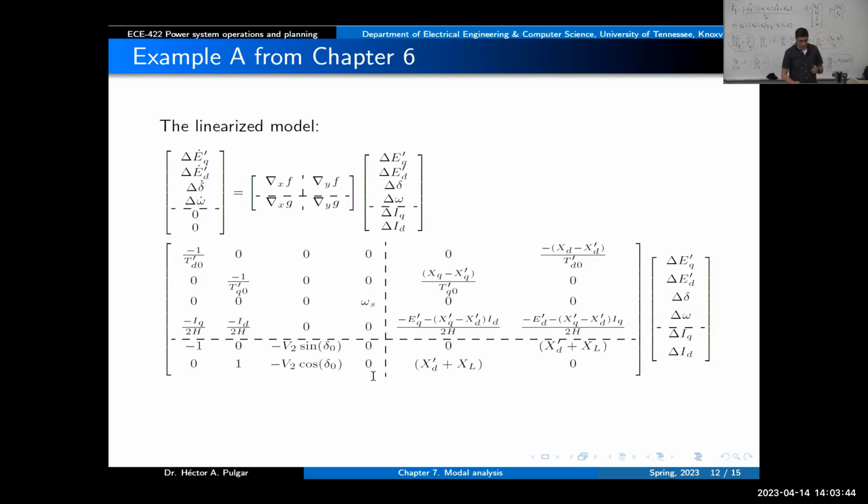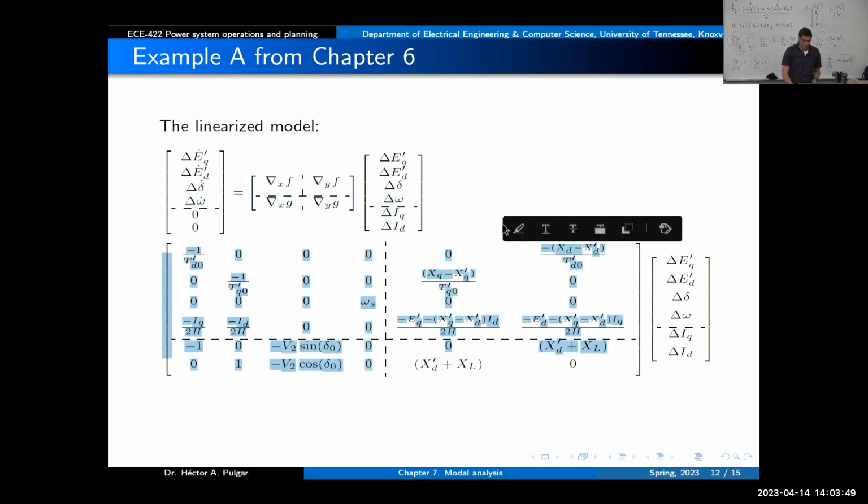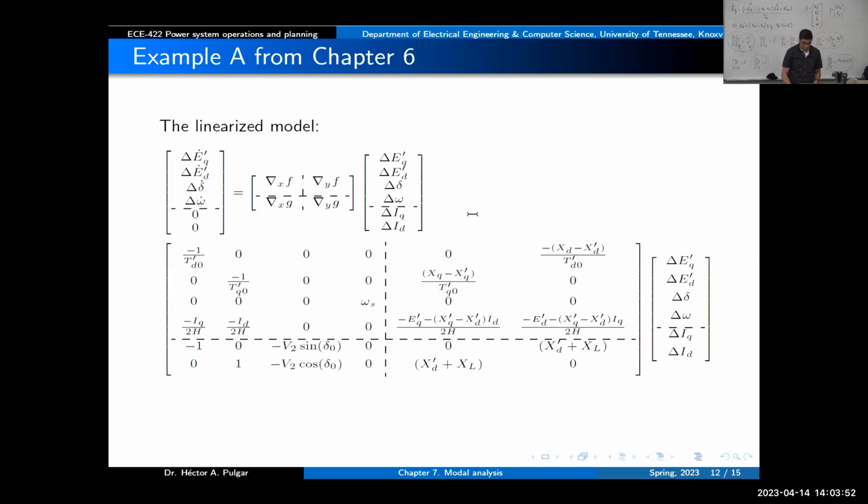So we can verify this. Before verifying this, because we have differential equation and algebraic equation, state variables and algebraic variables, we're going to make this partition. When you calculate the eigenvalues of the system, you need to do it to the reduced system. We need to get the system matrix, and for that we need to eliminate the algebraic variables from our representation. So we need to do this partition.